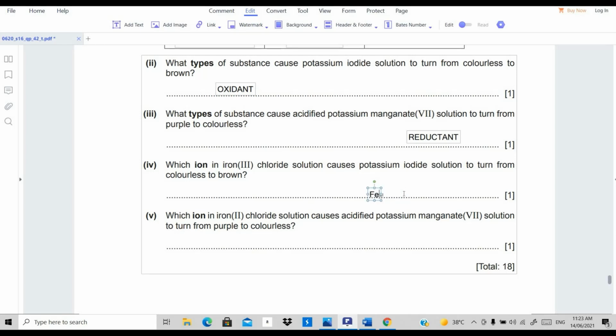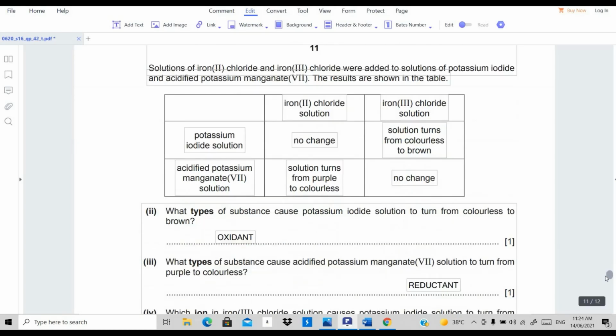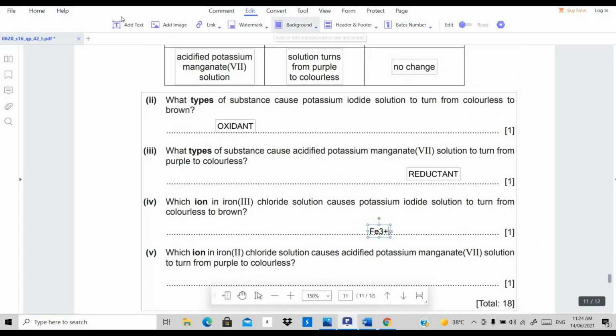Fe3 plus. Moving on to the last part of the question. Which ion in iron 2 chloride solution causes acidified potassium manganate 7 solution to turn from purple to colorless? It's losing its color, a reducing agent, so we can say Fe2 plus, because you can see iron 2 is the ion, right? Fe2 plus, simple. Fe2 plus we can write.